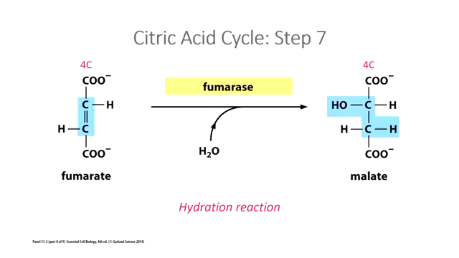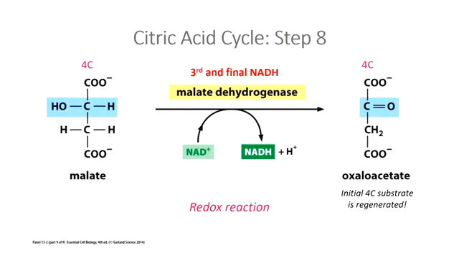Then our fumarate gets hydrated to malate, still at the 4-carbon level, and our malate in our final redox reaction is converted to oxaloacetate. So we're right back where we started. But again, the bottom line is for every acetyl-CoA that went through the pathway, we made 3 NADH and we made an FADH2. And oh yeah, we got a GTP equivalent to ATP.